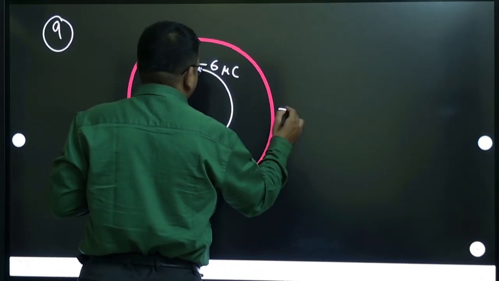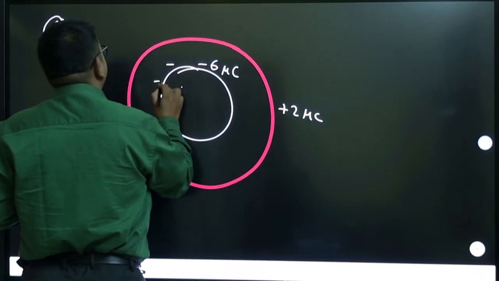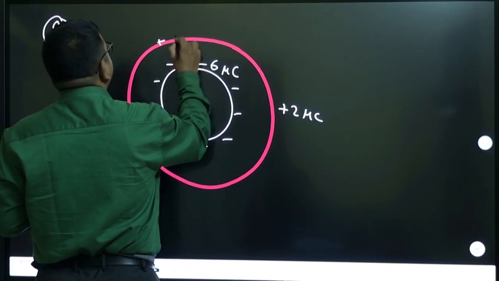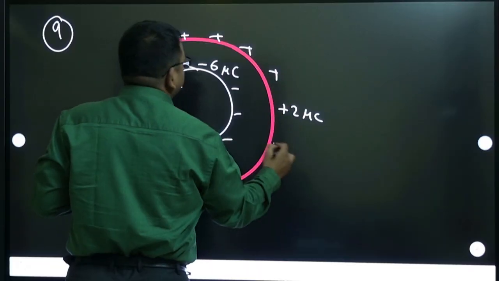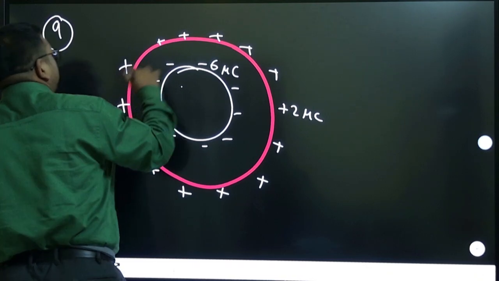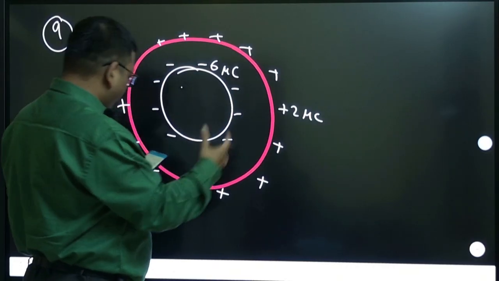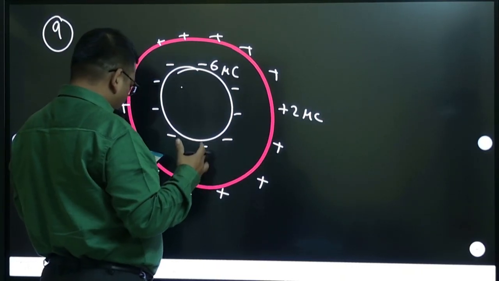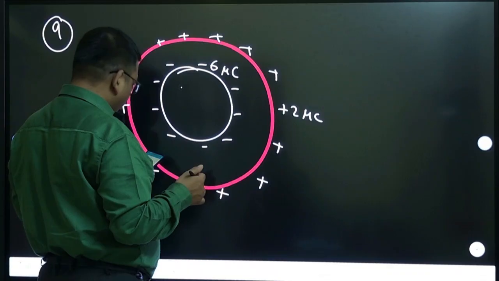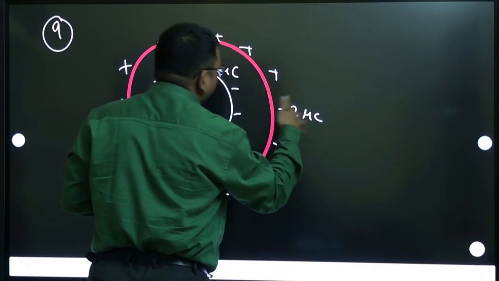The shell has a charge of +2 microcoulomb. You should know that the minus charges here are distributed over the surface, and here the plus charge will be distributed over the surface. We have to process this quickly. You don't have to draw this, you have to do the calculation, but I am drawing it so things are clear. Then determine the excess charge on the outer surface of the spherical shell. Outer surface, what is the total charge? Remember, this is the total charge on this.